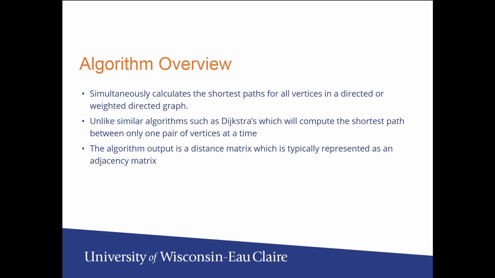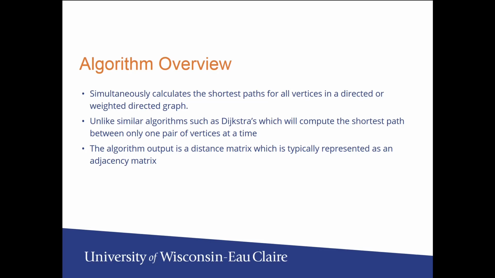Now, an overview of the algorithm. Floyd-Warshall simultaneously calculates the shortest paths for all vertices in a directed or weighted directed graph. This differs from algorithms that accomplish similar things like Dijkstra's algorithm, which calculates the shortest path between only one pair of vertices at a time. Floyd-Warshall's output is a distance matrix, that is, a matrix made up of the distances between each set of vertices. This matrix can be represented by an adjacency matrix.